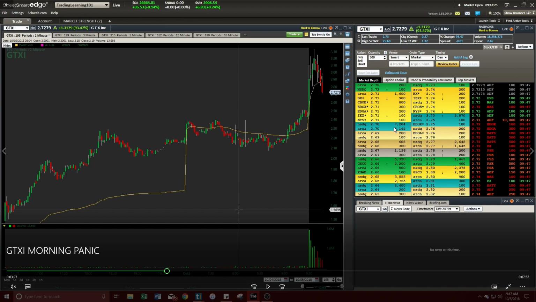It'll come down and it'll test an area and it'll go back up and it'll come back down and it'll just destroy the bid. I want the times and sales to also prove to me there's big buyers. Right now, it's showing me there's big sellers.